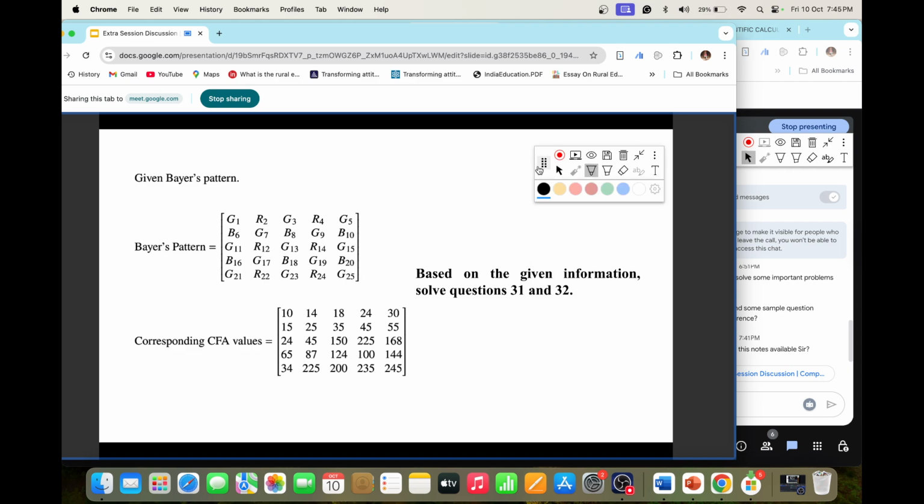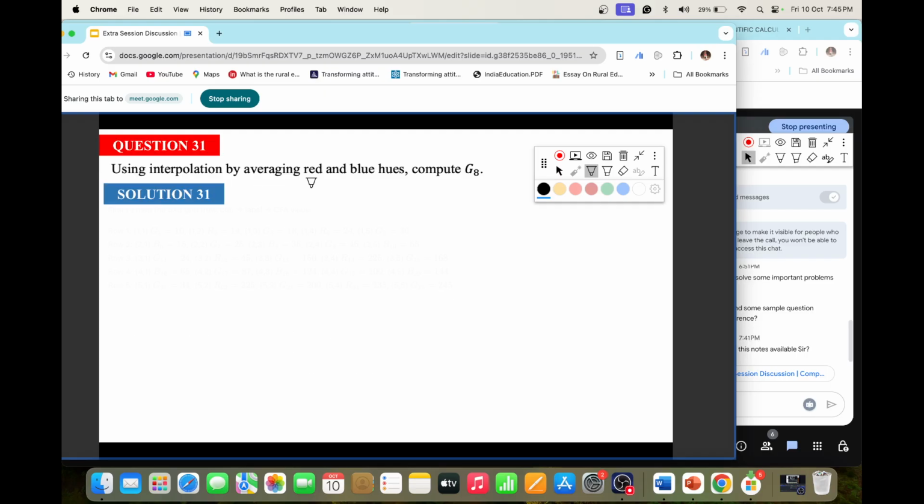Questions number 31 and 32 are related to CFA. So please go through CFA. It is one of the important concepts, and it can also confuse you a bit. So please go through these CFA problems.